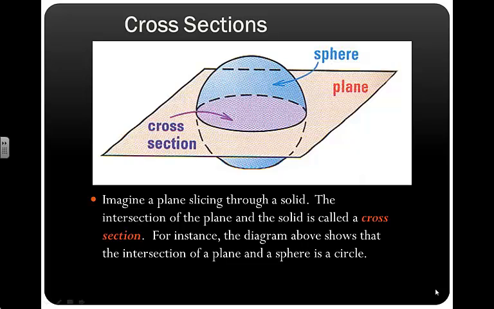Alright, so cross sections. Imagine a plane slicing through a solid. The intersection of the plane and the solid is called a cross section. For instance, the diagram above shows that the intersection of a plane and a sphere is a circle. Okay, so if I was to take a basketball and I cut it right in half, and I flipped the basketball over so I could see what was on the inside, you would have a circle which was left, and that's like what a cross section is.